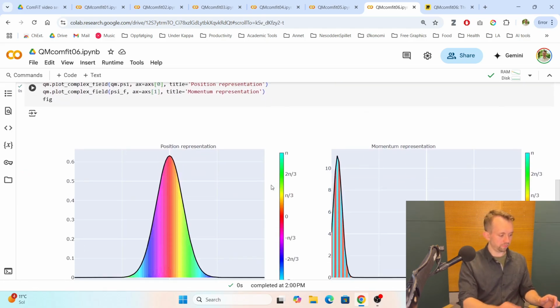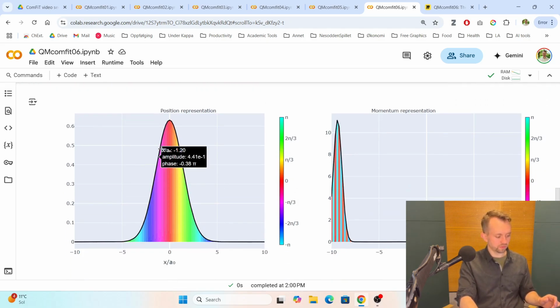So here we have the position representation. So this is what we're used to. This is the wave function that we're used to. We see the probability the particle is located somewhere here. It has a velocity because of the phase gradient in the position. Now, the momentum representation looks kind of strange, and it also has this x over a0 on the x-axis.